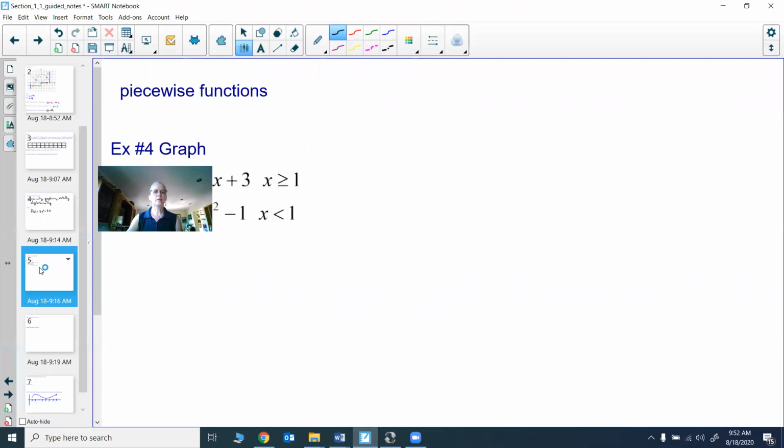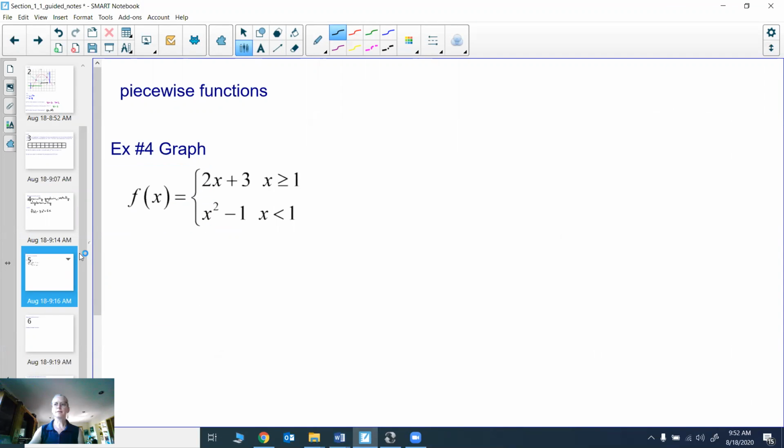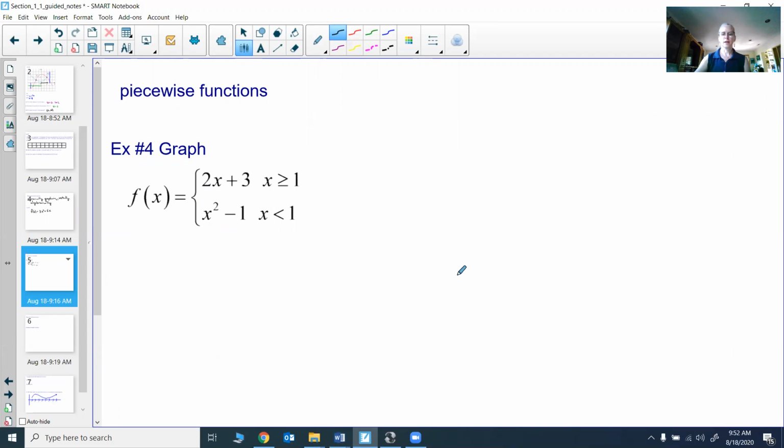All right, one more concept that I want to give you is this idea of a piecewise function. A piecewise function is where it's defined differently in different places, so during different x values. So here, when x is greater than or equal to 1, it's defined as 2x plus 3. And when x is less than 1, it's defined as x squared minus 1. So we can actually graph this. I'm going to go ahead and just do a sketch of a graph.